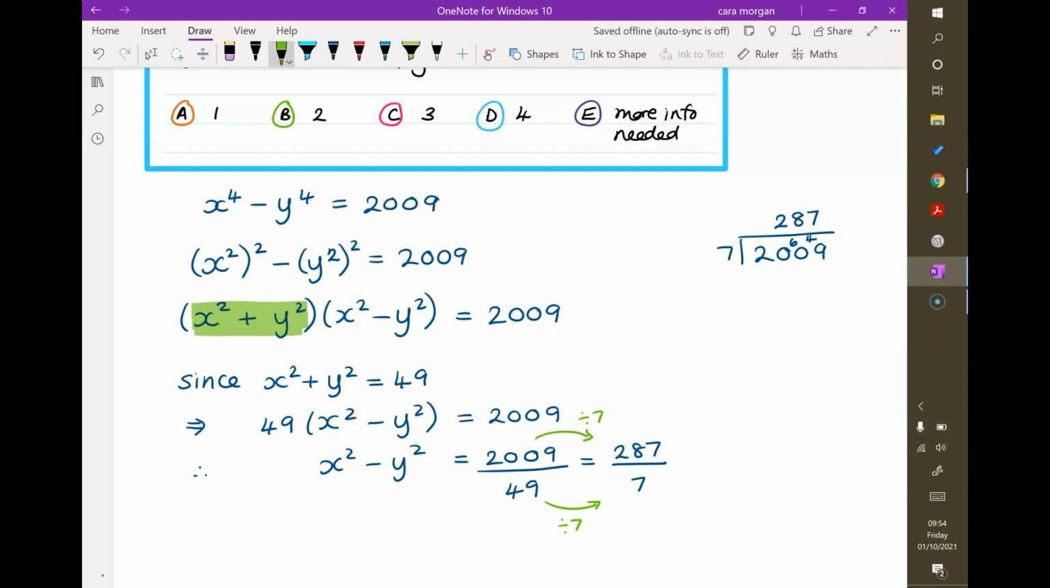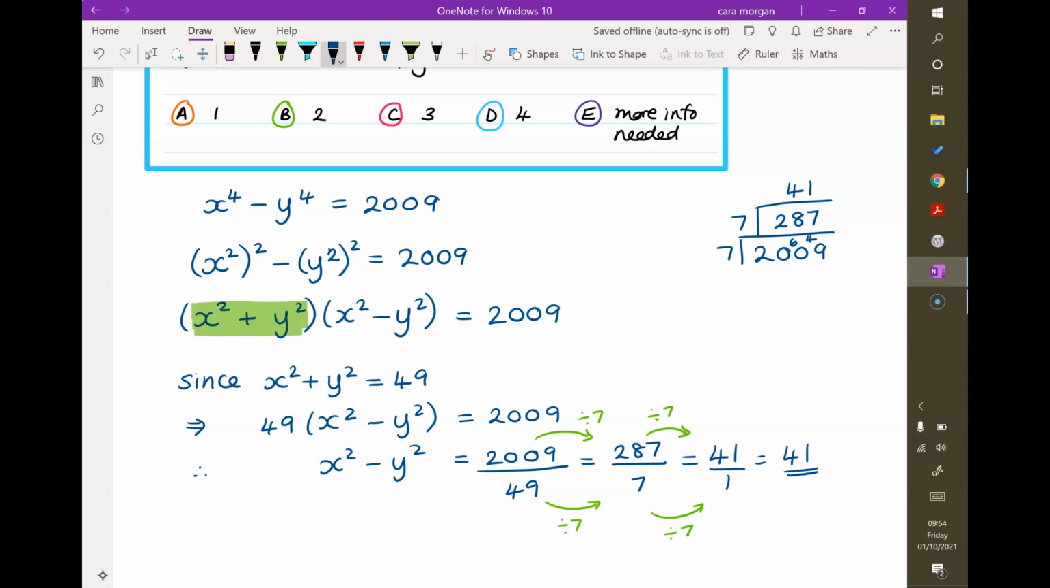Now, I've just got a hunch that I think 287 can divide by 7. And if I divide 287 by 7, 7 into 28 goes 4, and 7 goes into 7 once. Ah, yes. I have actually got the answer, 41 over 1, which is, of course, 41.